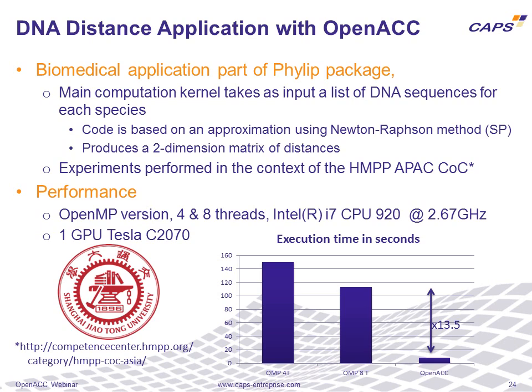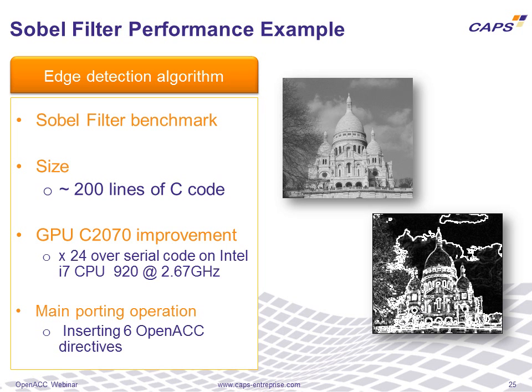Here are a few examples of code porting success stories. The DNA distance application is a biomedical application. In a few weeks, a speedup of 13 was reached compared to an OpenMP implementation. With a Sobel filter application, a speedup of 24 was obtained in a few weeks with a few directives.